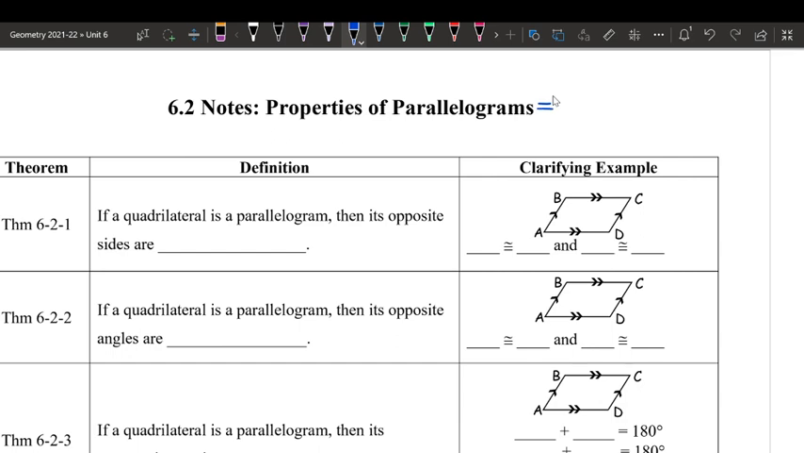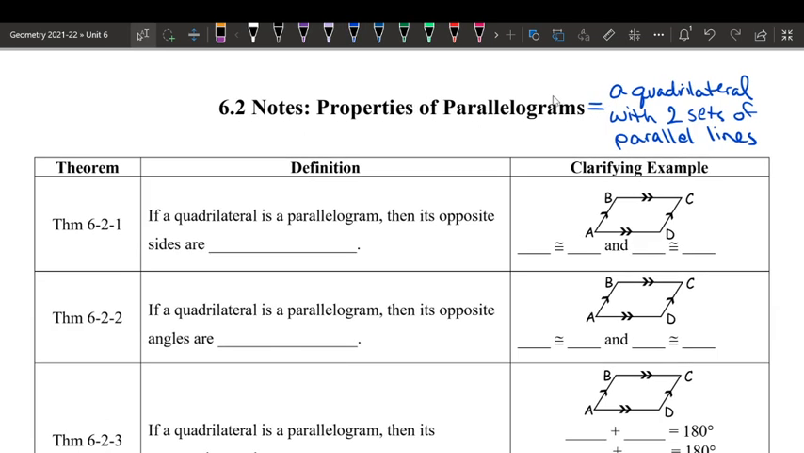To be a parallelogram, it must be a quadrilateral with two sets of parallel lines. So that is what is required to say that a figure is a parallelogram. It has to have four sides, being a quadrilateral, and the opposite sides need to be parallel to each other.